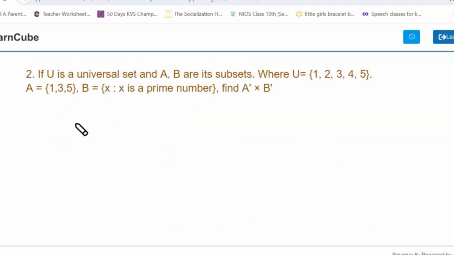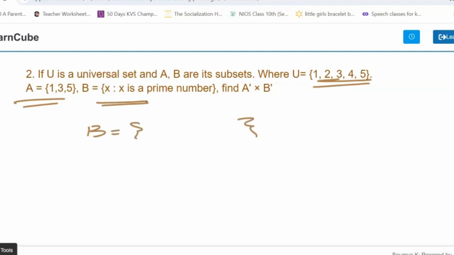The second question is, if U is a universal set and A and B are its subsets, where U is equal to {1, 2, 3, 4, 5}, A is equal to {1, 3, 5} and B is the set of prime numbers. You have to convert it into roster form for B. The universal set has 1, 2, 3, 4, 5, so it will not go beyond this number. B has prime numbers as elements. Out of these, the prime numbers are 2, 3 and 5. So these are your elements in B, and set A has 1, 3, 5 as elements.